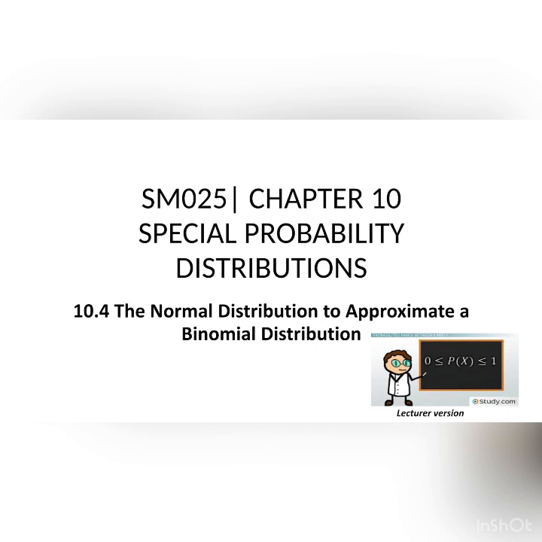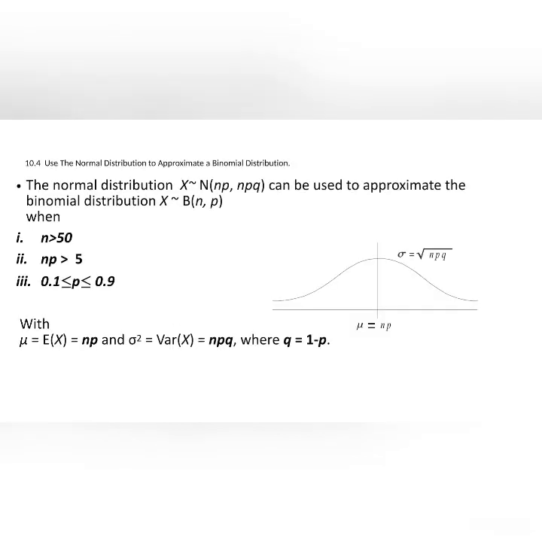For 10.4, use the normal distribution to approximate a binomial distribution. The normal distribution, X normally distributed with parameters np, which is the mean, and npq, which is the variance, can be used to approximate the binomial distribution X, binomially distributed by n, the number of trials, and p, the probability of success.